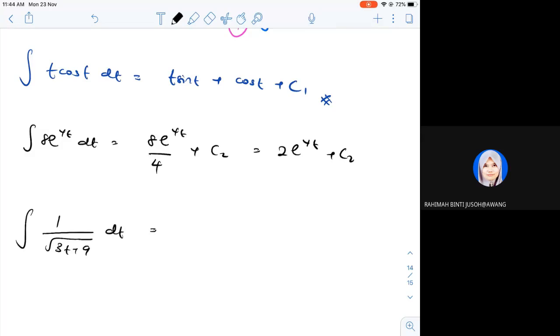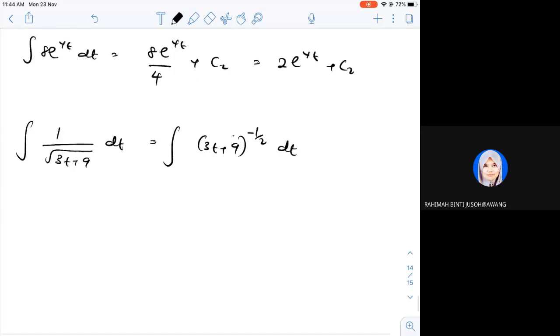Okay, equals to, okay. What to do? You want to bring it up? Okay, let's bring it up. It becomes what? 3t plus 9 to the power of negative half dt. Okay, next, how do we integrate this? We need to make a substitution. Use substitution.